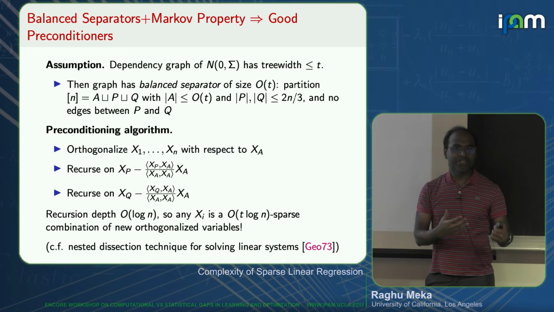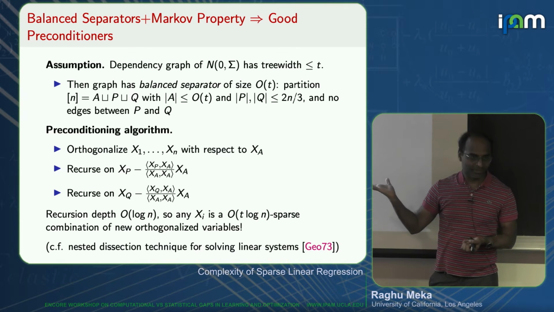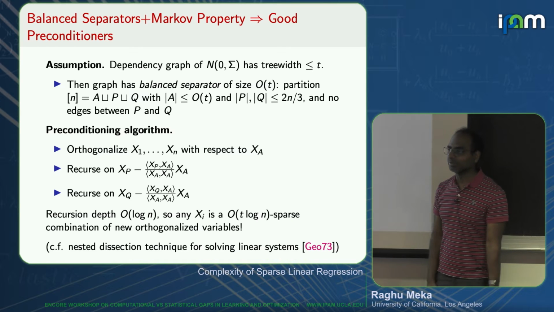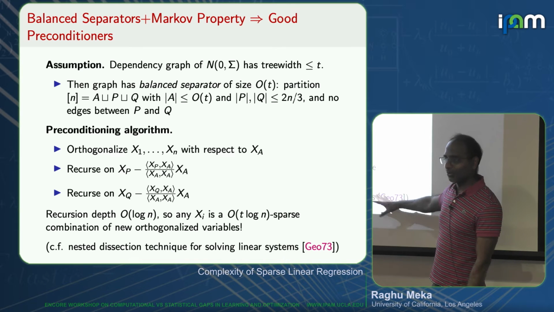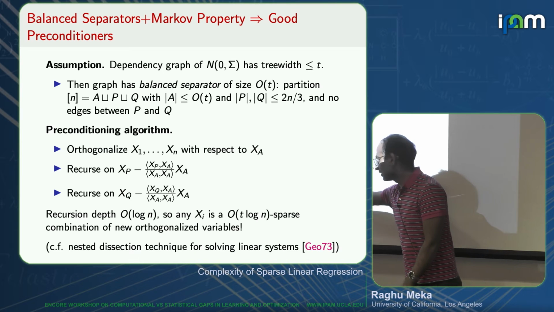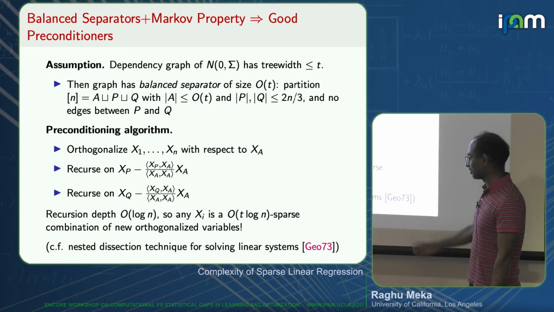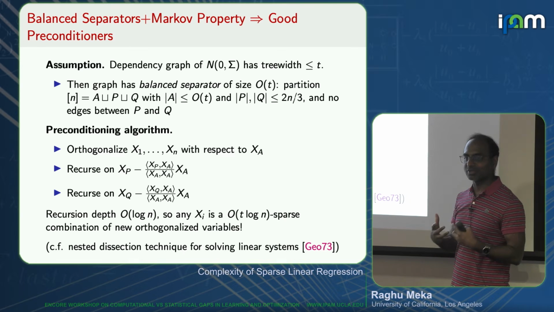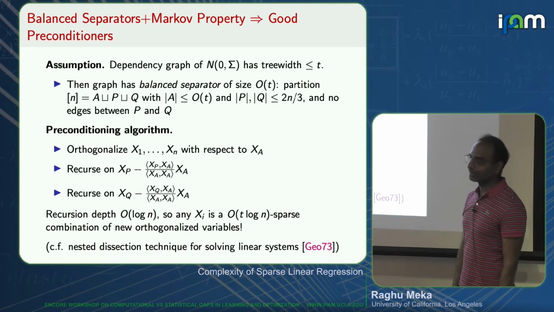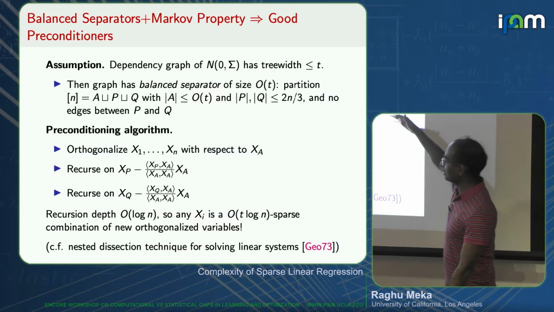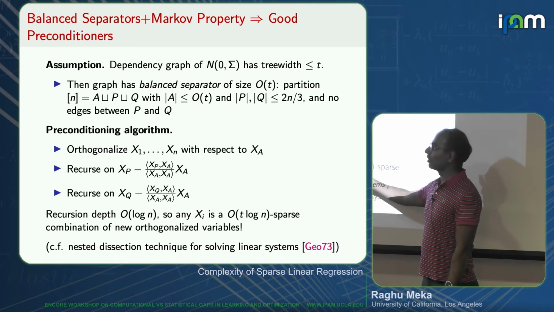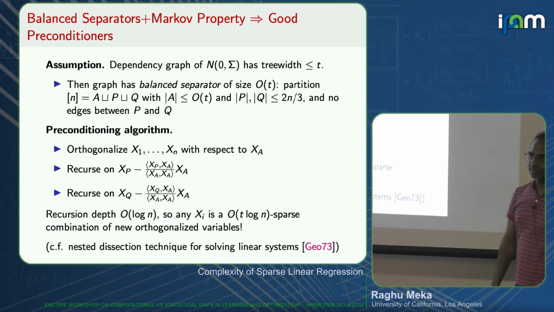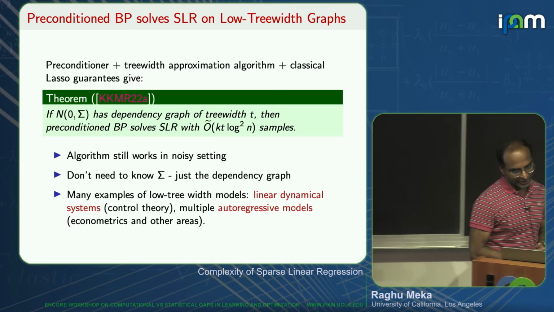So going back to your question about do you need to know sigma, you basically need to know the dependency graph, or a good approximation of what the dependency graph looks like. Okay? And this is actually related to an old algorithm that people use in linear system solving. It's called the nested dissection technique for solving linear systems. We found out later, it's from the 70s. People were using this as a heuristic to kind of speed up some linear system solvers. Okay? And so the recursion depth is going to be O of log n, and the sparsity only blows up by log n again, like t times log n, because you have t in each of these separators. Okay? All right.